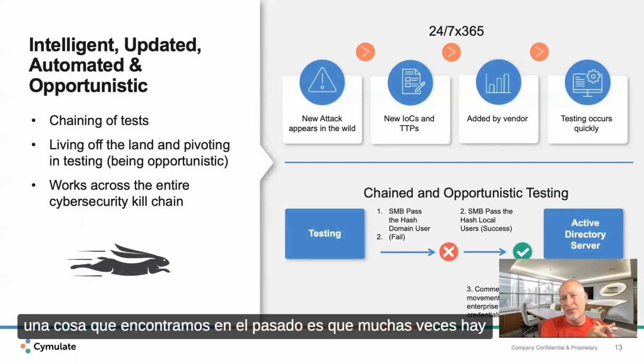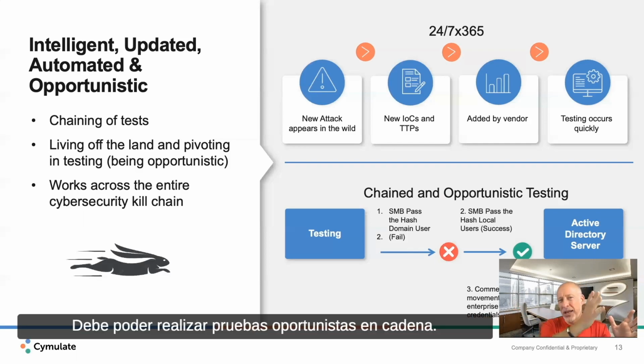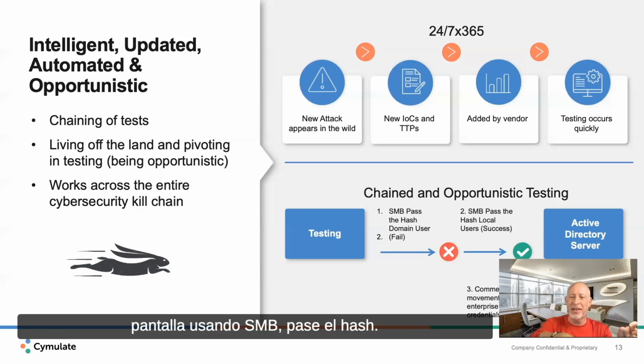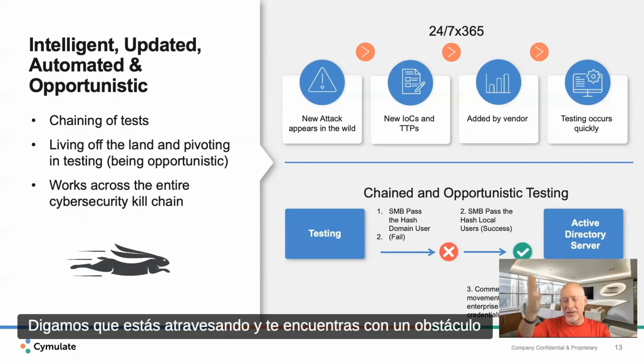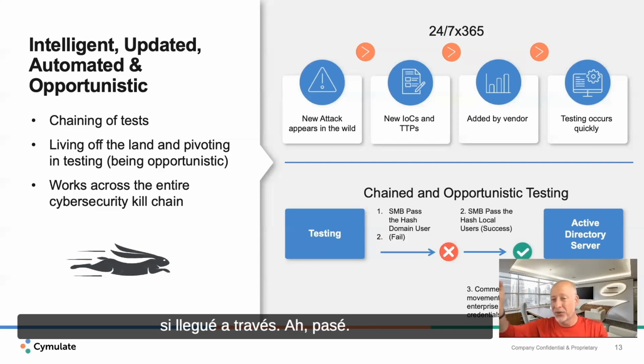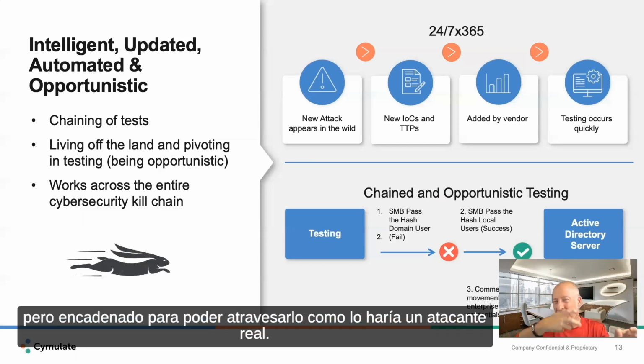On top of that, one thing we found in the past is a lot of times there are a lot of individual scripts and tests. That's not what hackers do. You need to be able to chain opportunistic testing. The idea is as you go through, and as you see in the example on the screen, we're using SMB pass the hash. So let's say you're going through and you hit a roadblock, right? The main user accounts fail. Let me try local users and see if I get through. I got through. Let me continue. So the idea is it needs to be opportunistic and automated, but yet chained to be able to go through as a real attacker would.